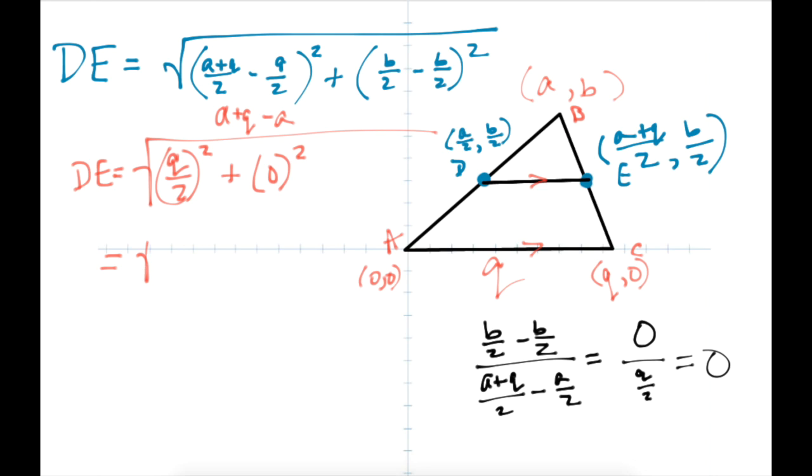So now I've got the square root of (Q over 2) squared, because 0 squared is 0, and when I add that in I get nothing. And the square root of (Q over 2) squared is just Q over 2. So that's exactly half the length of AC. So we prove they're parallel. We prove that DE is half the length of AC. That's what we need to prove the midsegment theorem. So we're done.